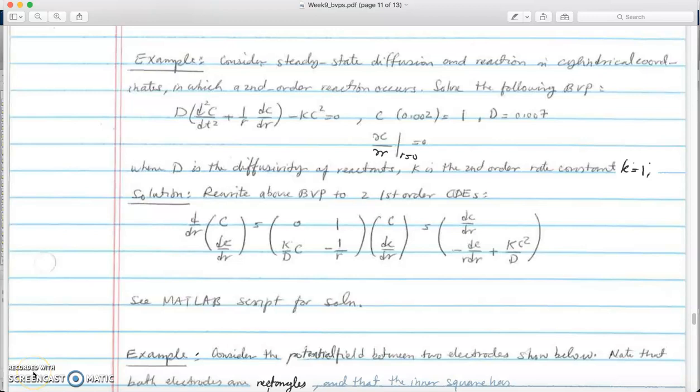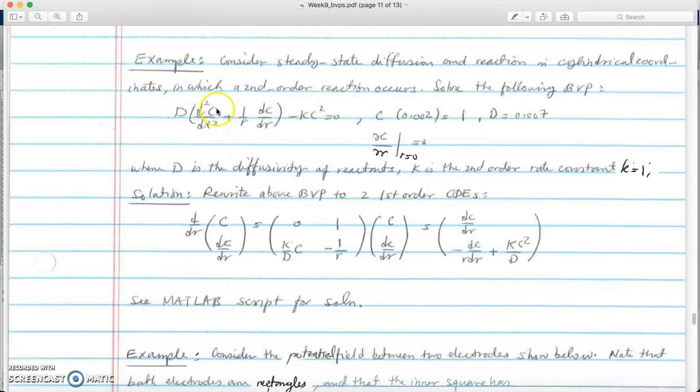This is the second part of solving differential boundary value problems using Matlab function BVP4C. So in this video we're going to look at the second example, where the problem is finding the concentration distribution in a cylindrical coordinate.